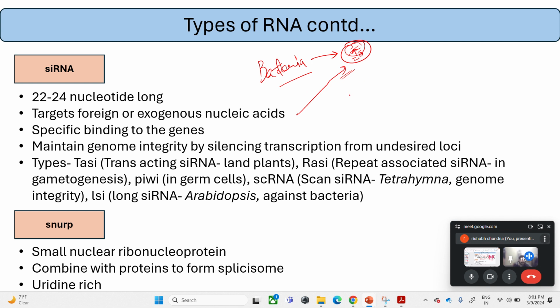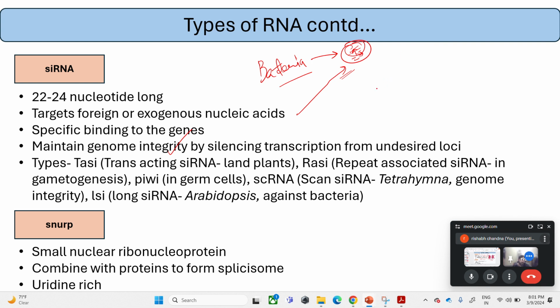Okay, so it is a form of the defense mechanism of the body. Then it is so specific for particular genes, like microRNA. MicroRNA targets many genes, but this particular RNA is specific for specific genes. And then it maintains genomic integrity by silencing transcription from undesired loci.